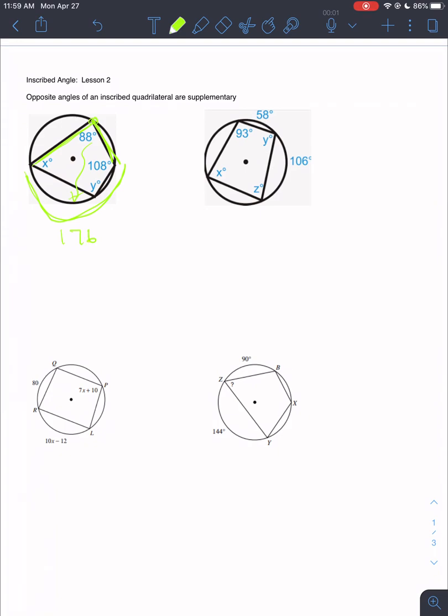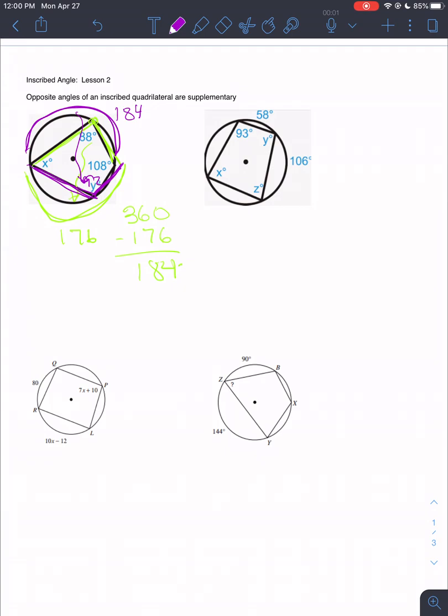We know a full circle has 360 degrees. So if we take 360 and subtract the 176, it looks like we have 184 degrees left over. What that means is the rest of the circle is 184 degrees. If we look at the inscribed angle that uses that 184 degree arc, big to little, we cut that in half, and we can see that y would be half of 184, or 92 degrees.